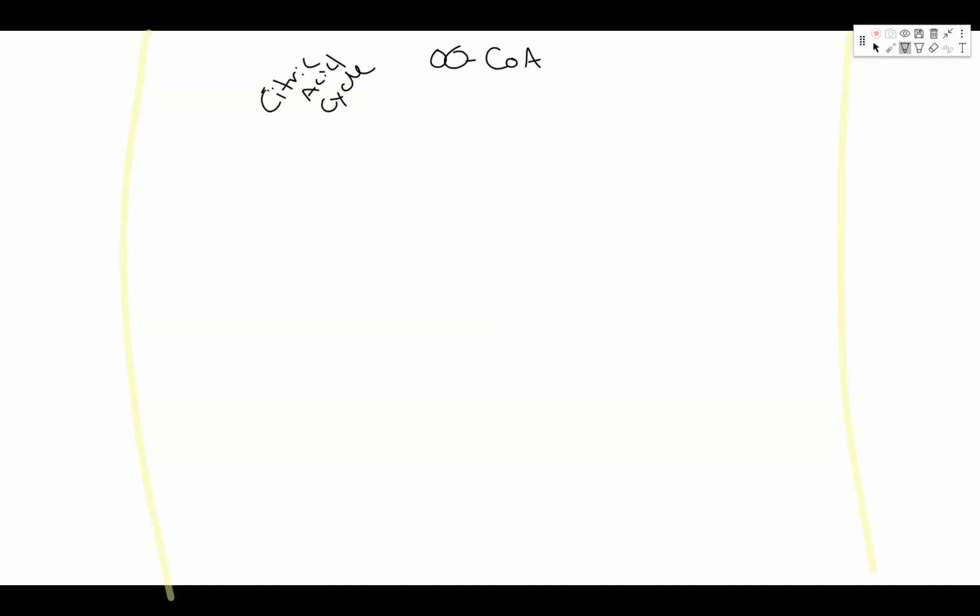So, from our acetyl-CoA, we're going to get our 4-carbon oxaloacetate. We've got our 6-carbon intermediate. Again, we don't need to know those names of those intermediates. Oxaloacetate's important because it's the revamped one.